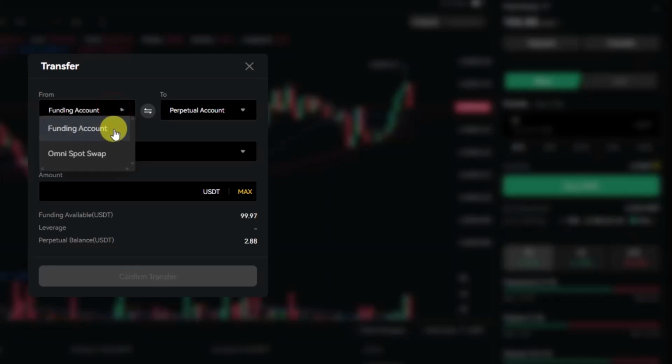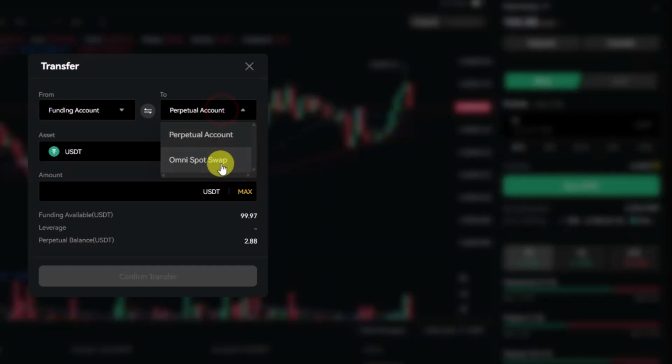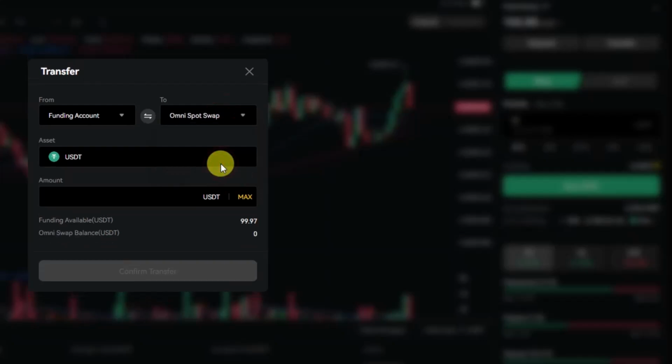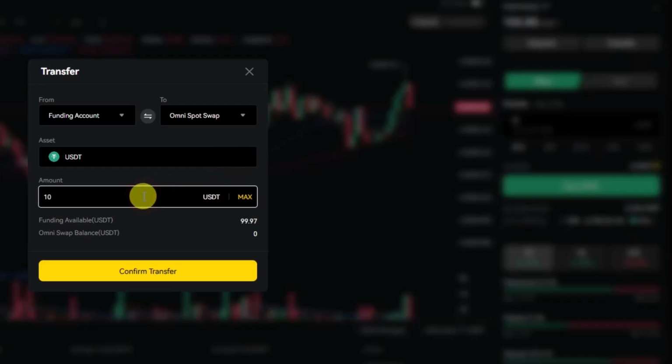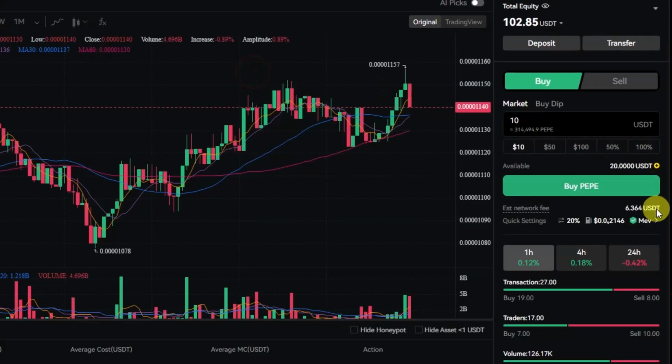The funding account is there. This is what I have, 100 bucks. If you want to buy spot, you can move it to the spot account. I'm going to go ahead and put 10 bucks in there. Actually, let me put 20 just in case I want to buy something more. So there it is, transfer in progress. It's confirmed. I now have $20 available to buy spot.